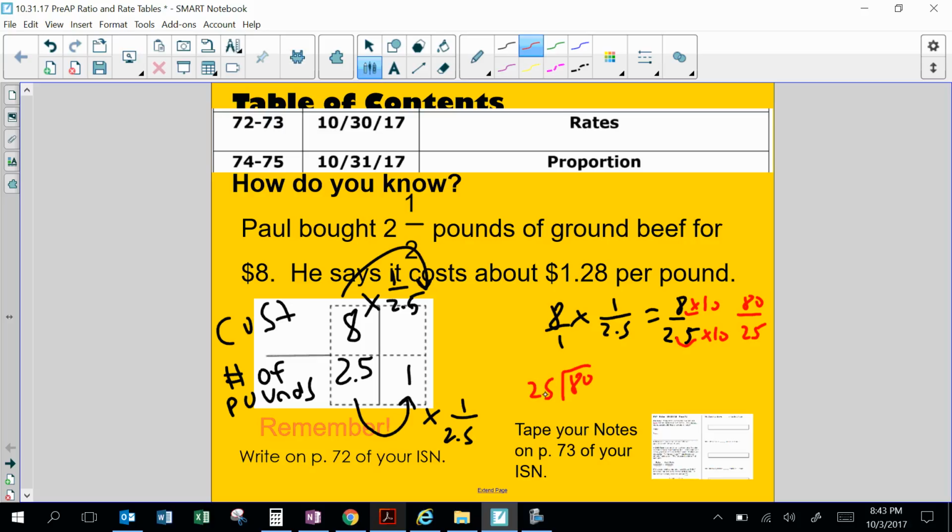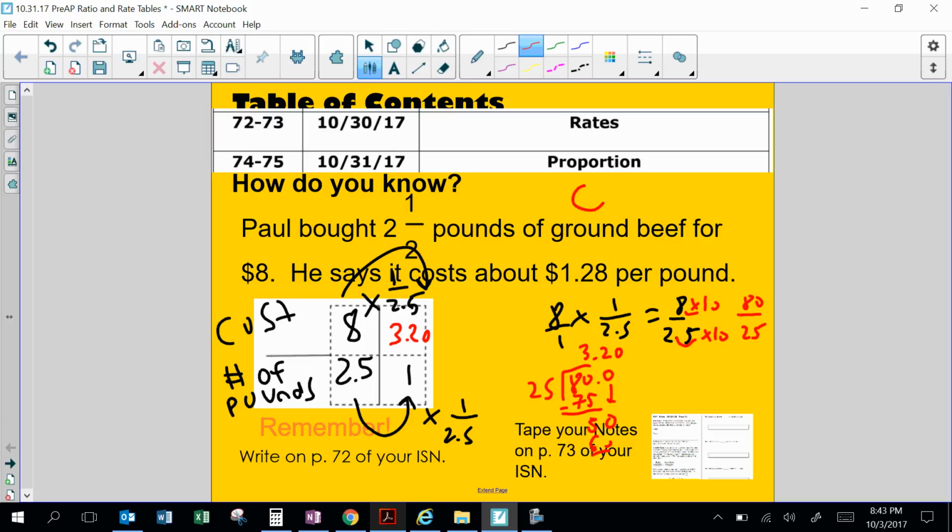Well, let's see. Can 25 go in 80? It goes in 3 times. 80 minus 75 is 5. I annex a decimal and a 0. How many 25 go in 50? Twice. So it's actually $3.20 for every pound. Paul is completely wrong.